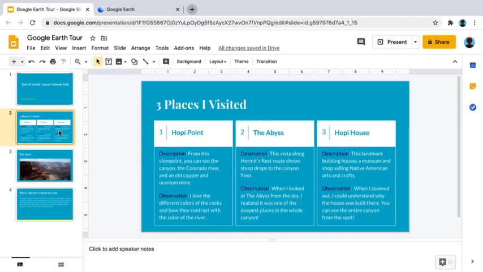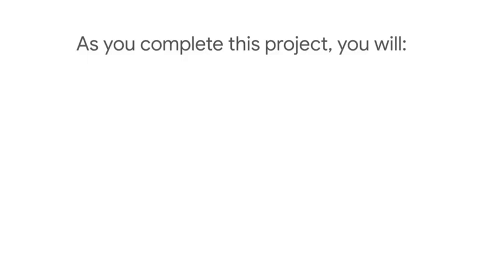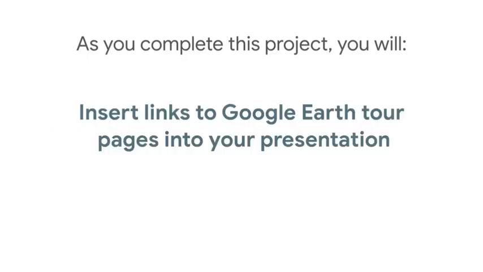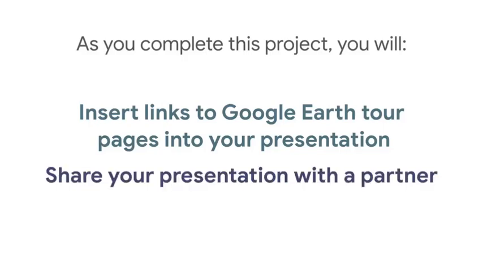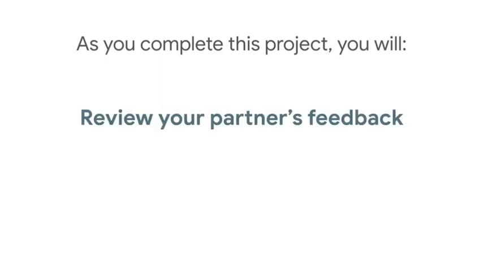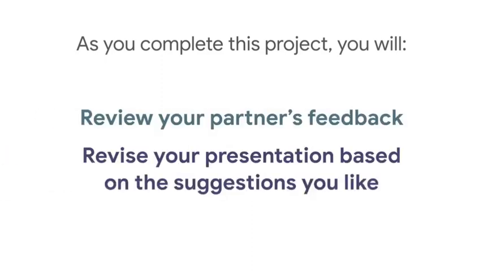In this extension, you will add links to places you visited on your tour to your presentation. Share your presentation with a partner, and ask for feedback. And make changes based on your partner's suggestions. As you complete this project, you will insert links to Google Earth tour pages into your presentation, share your presentation with a partner, ask for feedback, review your partner's feedback, and revise your presentation based on the suggestions you like.